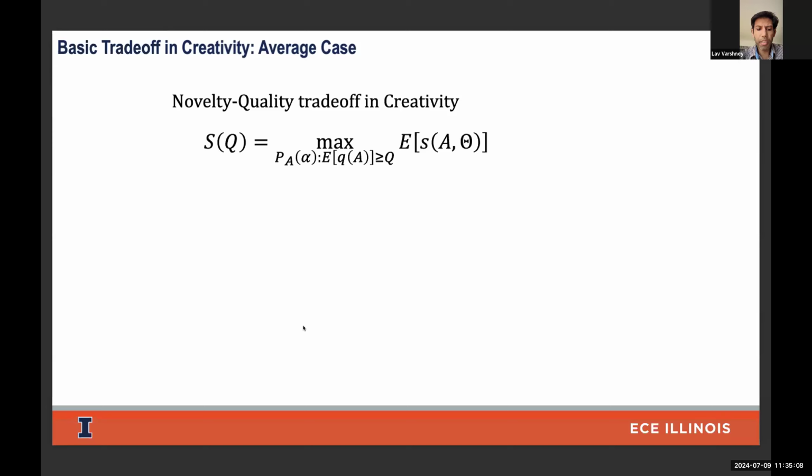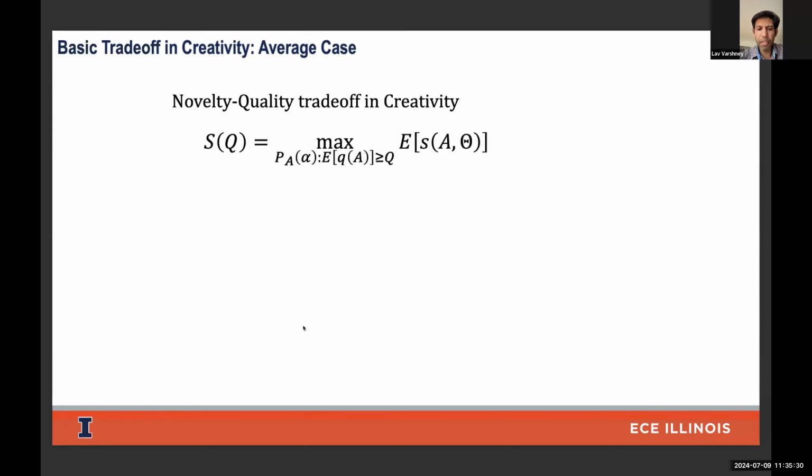Here we're thinking of creativity algorithms as stochastic sampling. So there is some stochastics to it. And that actually captures any creativity algorithm you can think of. Deterministic ones would just be degenerate versions of that. Okay, so this would be a reasonable notion of a novelty quality trade-off.